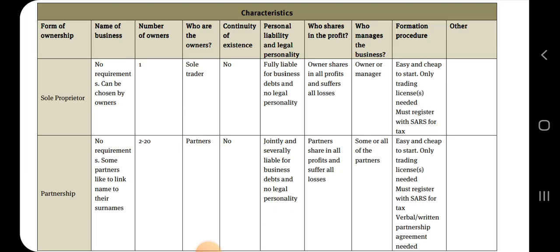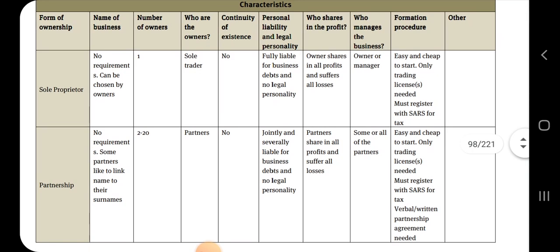And then personal liability and legal personality. So the business does not have a personality. In other forms of ownership, which we will talk about, if you register that business it becomes a person. So that person is separate from the owner. It can be sued, it goes into contract in its own name. But with sole proprietorship, the business and the owner are one thing. They are not separate. That's why there's no continuity. When the person dies, the business dies as well.